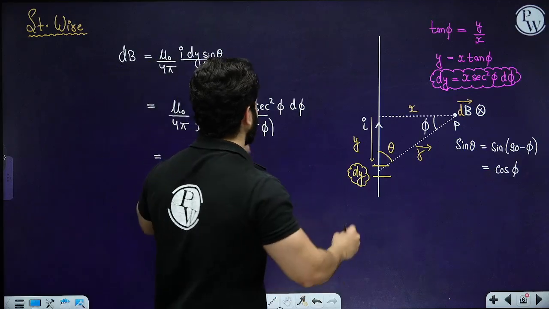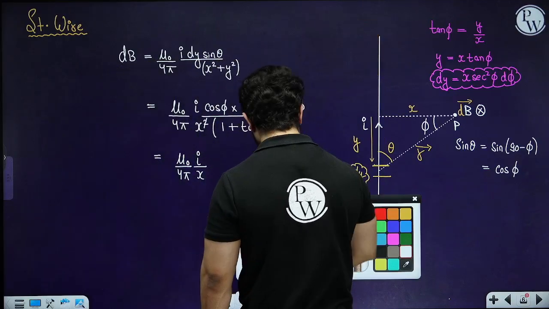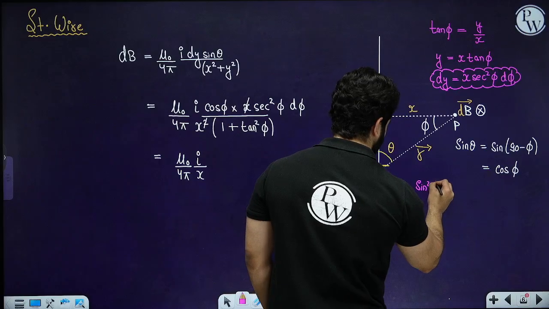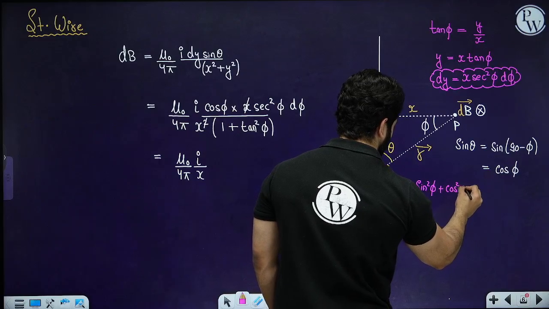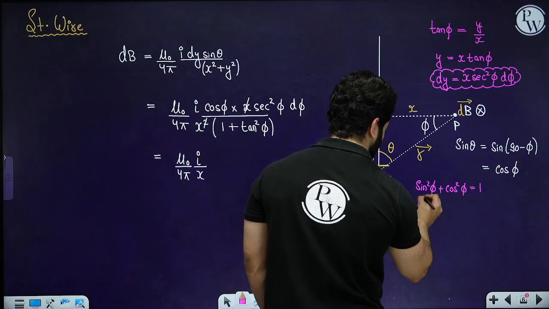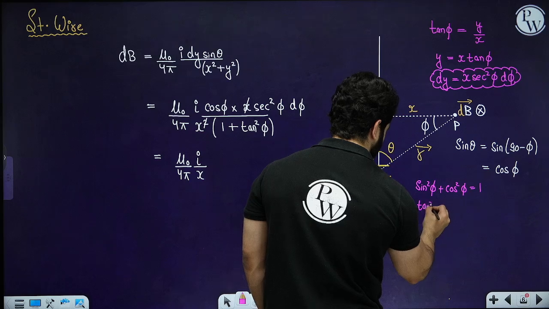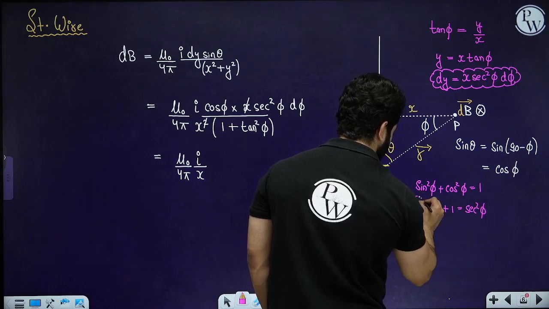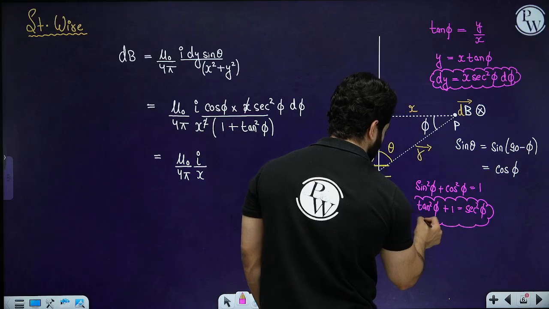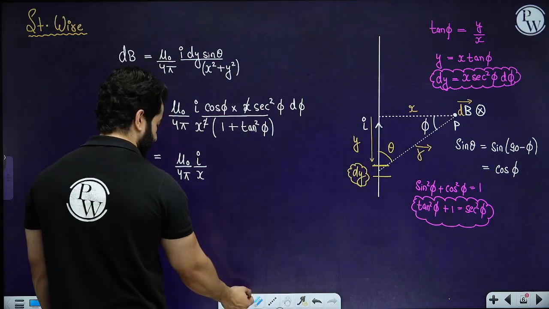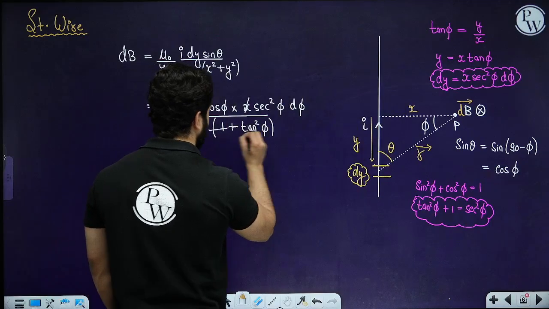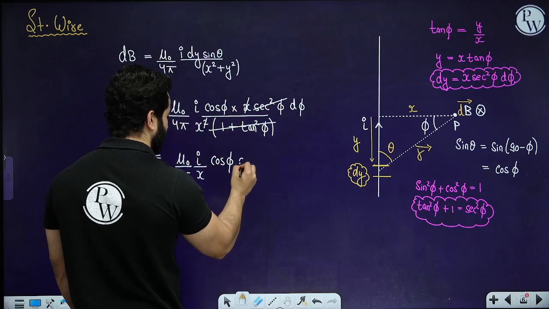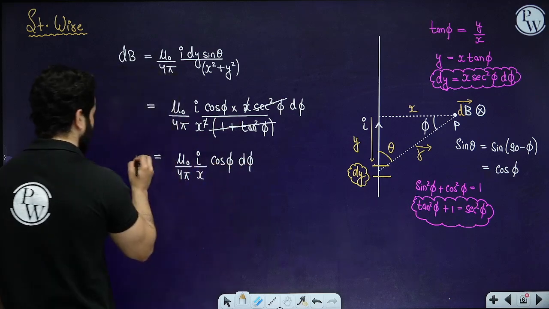See, this is again, if I am going to give you from the very starting, we know that sine square phi plus cos square phi is 1. So if I divide everything with cos square, I'll get tan square phi plus 1 equals sec square phi. So I'll write it down over here. This whole thing will be cancelled out with this sec square phi, and I'll be left with cos phi into d phi, and this is going to be your dB.